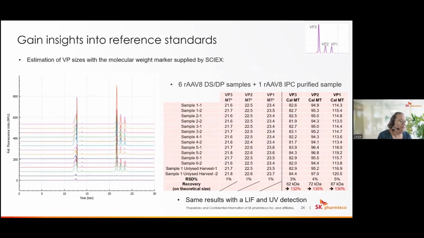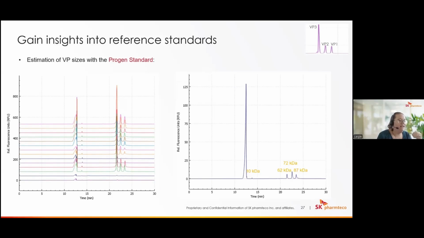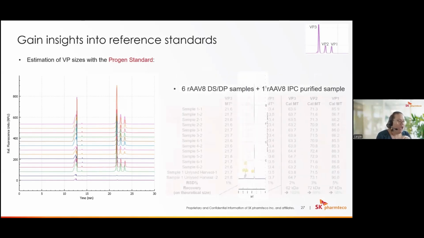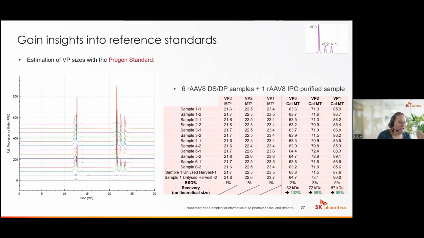Once again, with the help of SCIEX, we decided to use a ProGen standard containing the 3 VP proteins as a new molecular weight marker. This gave us a marker containing 4 peaks, including the 10 kD internal standard, that is structurally much closer to our product. When this marker is used to convert the migration times of the peaks in our sample into size, we obtain sizes very close to the expected ones, with recovery around 100% for the 3 proteins. This protein standard allows us to overcome the limitation of the SCIEX molecular weight marker for our products.